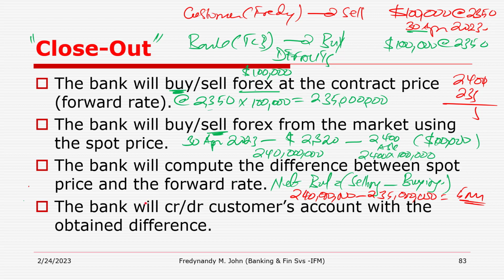Therefore, the bank will credit or debit. Now let's see. Here it says the bank will credit or debit the customer's account with the obtained difference. Now the difference here is 5 million, which is positive, right? Now if the difference is positive, it means this was supposed to be a profit to the bank. If it's supposed to be a profit to the bank, it means now the bank is supposed to debit the customer's account, and the customer's account goes by the name Freddie. So debit Freddie's account with what? 5 million.